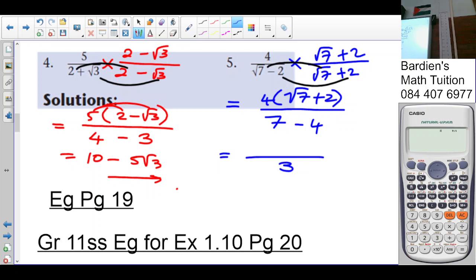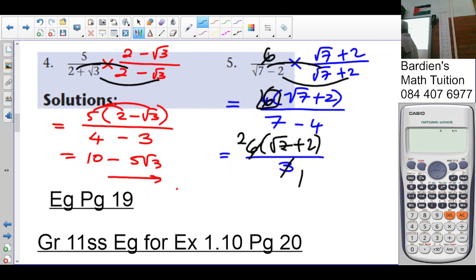Now you see that 3 doesn't simplify with that 4. Can you see that? So what I do is multiply it. If you could simplify this 3 with that number in front of the bracket, then I simplify the number first before I multiply. Does it make sense? Say for instance this was a 6 instead of a 4. Then I would have written 6 into root 7 plus 2. 3 going into 3 once, 3 going into 6 twice. Then I multiply: 2 root 7 plus 4.